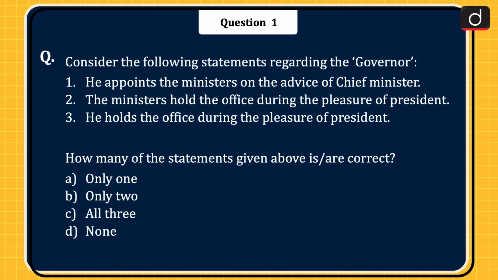First question is, consider the following statements regarding the governor. 1. He appoints the ministers on the advice of Chief Minister. 2. The ministers hold the office during the pleasure of President. 3. He holds the office during the pleasure of President. How many of the statements given above is or are correct? Only 1, only 2, all 3 or none? The correct answer is option B, only 2.